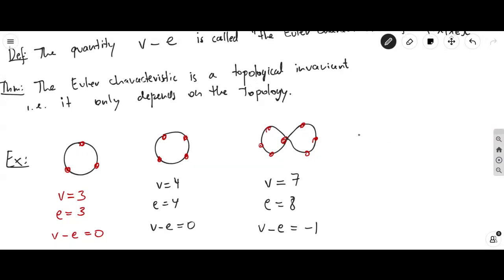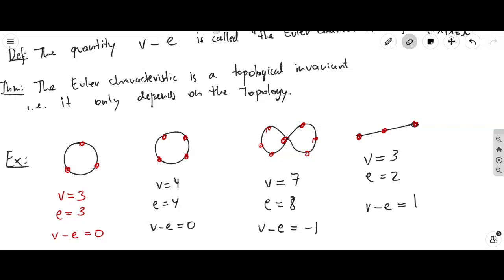To give you another example, let's say you take this interval and then you triangulate it. So as you can see, it would not matter how you triangulate it, but if you triangulate it like this, the number of vertices would be 3, the number of edges would be 2, and then the Euler characteristic would be 1.